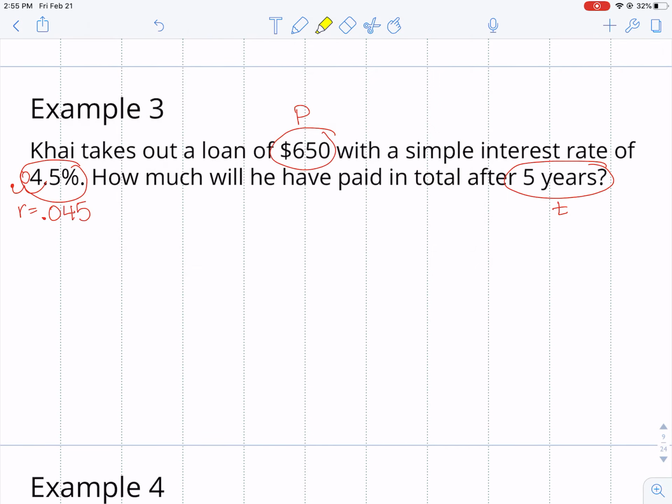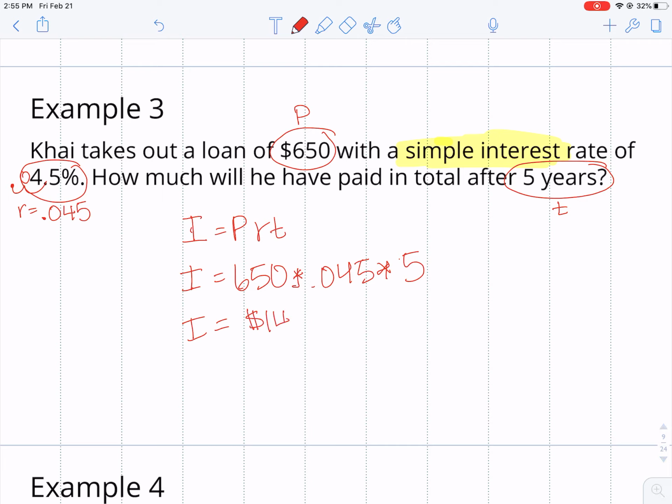This is another simple interest. So we're going to use I equals PRT, 650 times 0.045 times 5. And this gives you, if you do it on your calculator, 146.25.